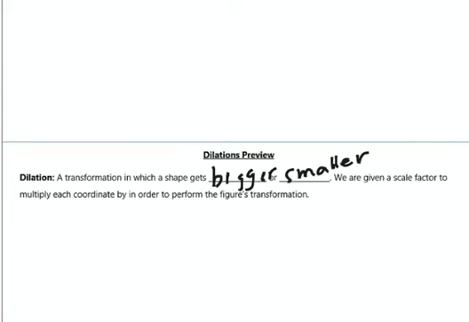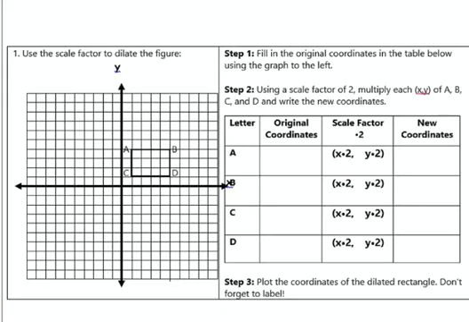We are given a scale factor to multiply each coordinate by in order to perform the figure's transformation. So as we look at number 1, it says use the scale factor to dilate the figure, and we're given a few steps to follow. So step 1, fill in the original coordinates in the table below using the graph to the left. So here's our graph. We have a nice little rectangle, so we're going to go ahead and label the coordinates.